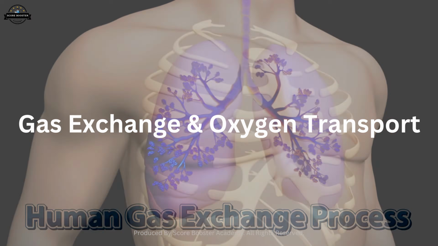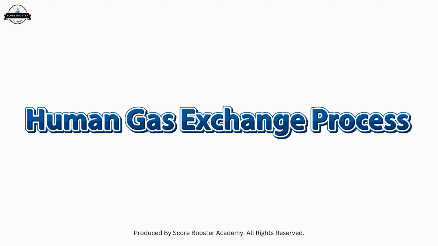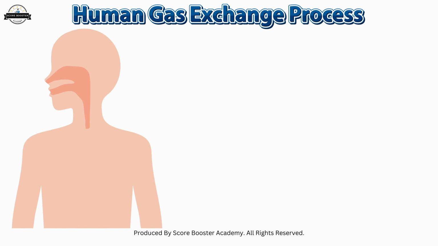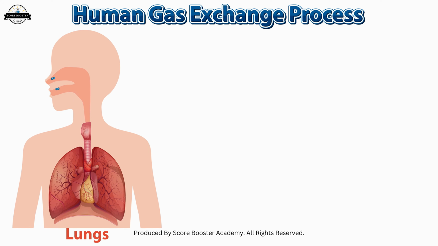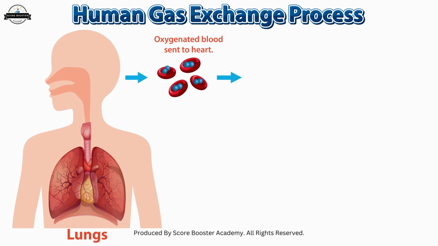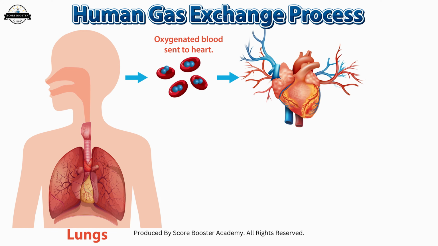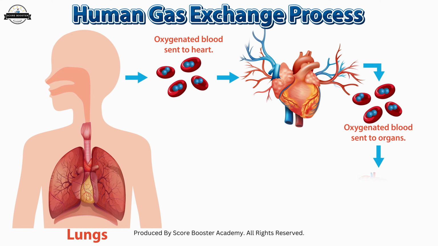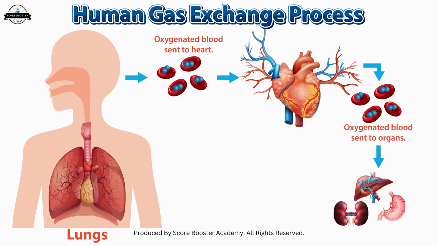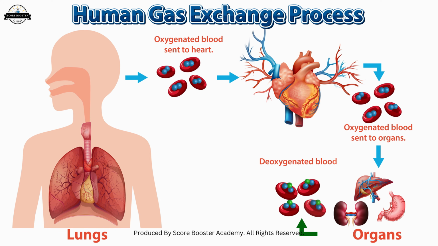Gas exchange and oxygen transport. The primary function of the respiratory system is to facilitate the exchange of gases between the body and the external environment. Oxygen, a vital element for cellular metabolism, is inhaled into the alveoli, where it diffuses across the thin alveolar walls and enters the bloodstream, where the oxygen binds to hemoglobin within red blood cells, forming oxyhemoglobin, and is transported throughout the body to nourish cells and tissues.